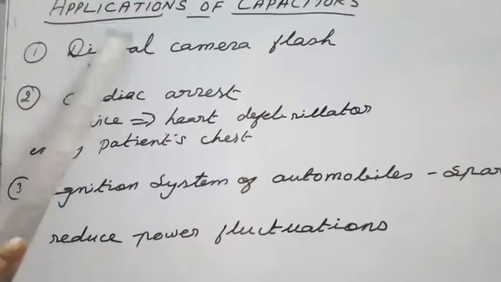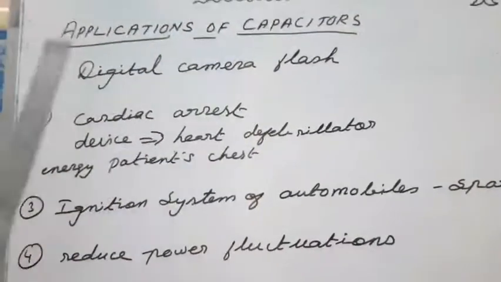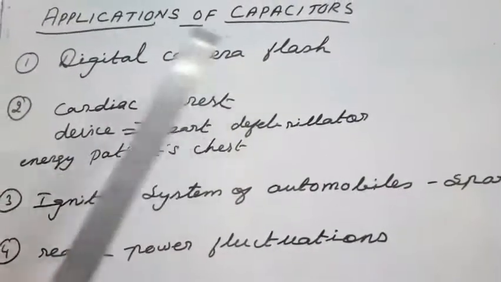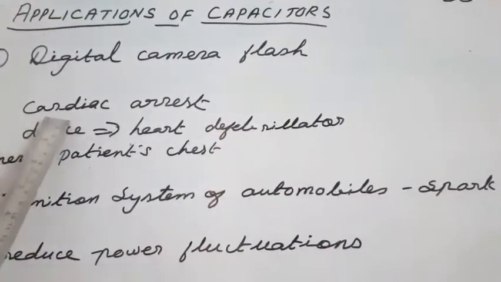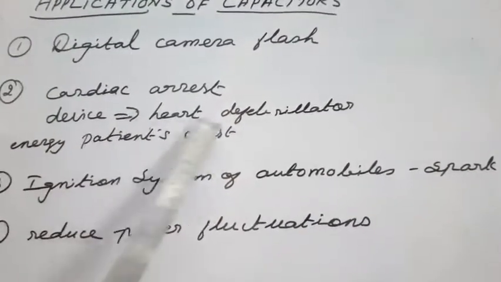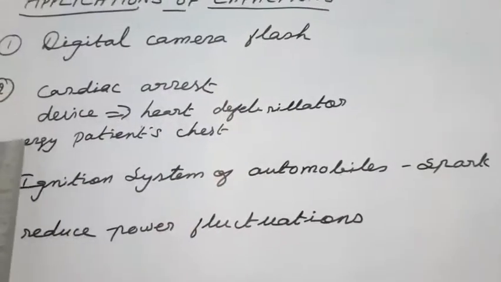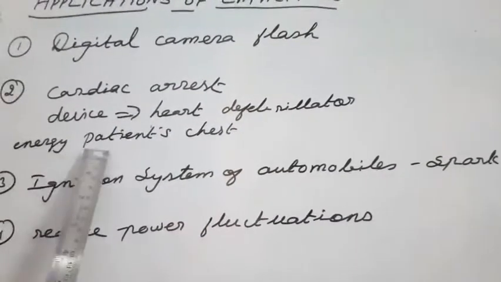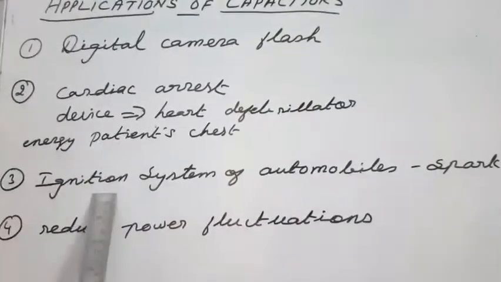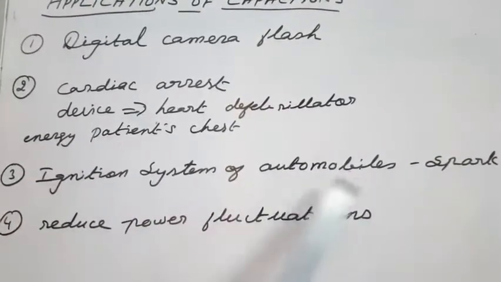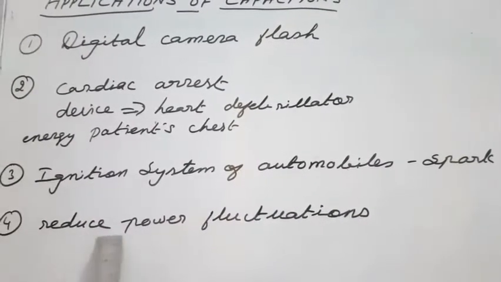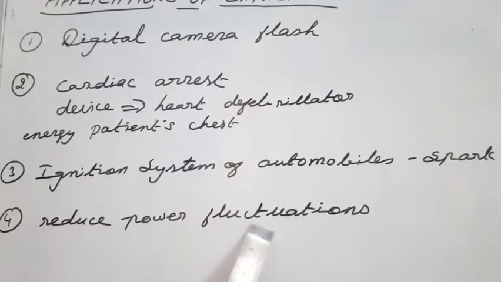And the next topic is some applications of capacitors. The first is that capacitors are used in digital cameras in the flashlights. The second one is cardiac arrest. During cardiac arrest, a device called a heart defibrillator is used to give a sudden surge of a large amount of electrical energy. The third one is that capacitors are used in the ignition system of automobile engines to eliminate sparking. And the fourth one is that they are used to reduce power fluctuations.